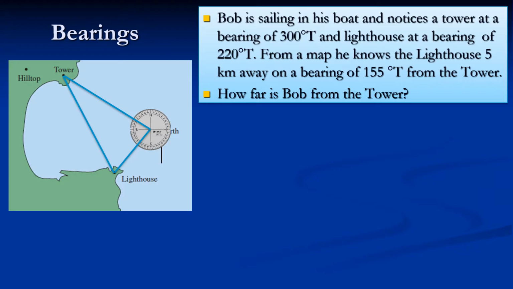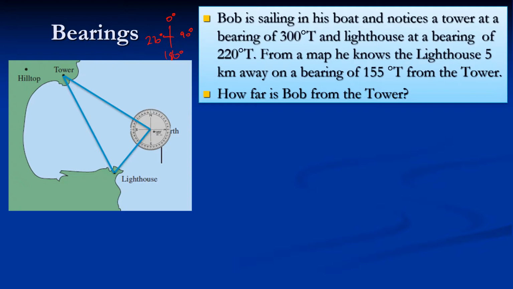Oh, look at that. 32. Okay, let's look at Bob. Bob's sailing his boat and he notices a tower at a bearing of 300 degrees true. So I've put a protractor in there. So just remember, true north is always 0 degrees. East is 90 degrees. South is 180 degrees. West is 270 degrees. And a lighthouse at a bearing of 220 degrees true.